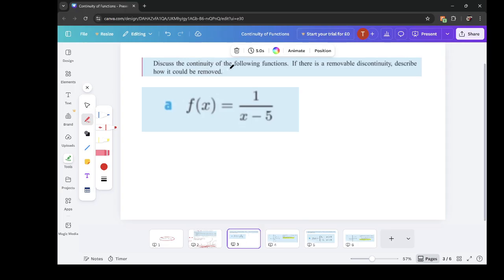So, discuss the continuity of the functions. If there is a removable discontinuity, describe how it could be removed. So basically it's just asking you, is there a discontinuity and can the discontinuity be removed?